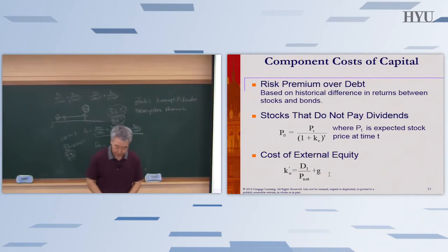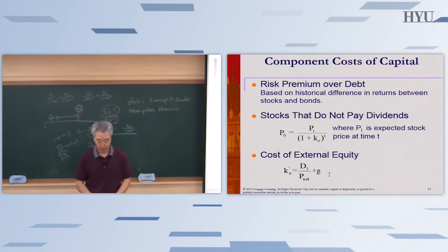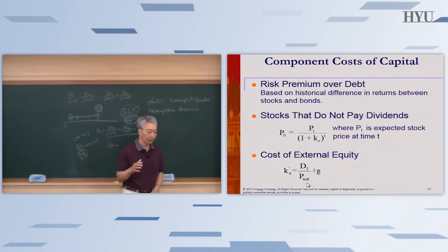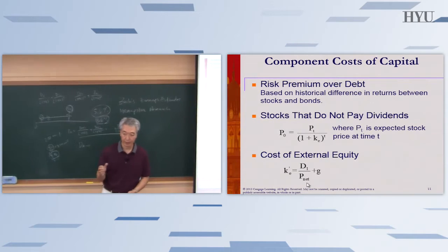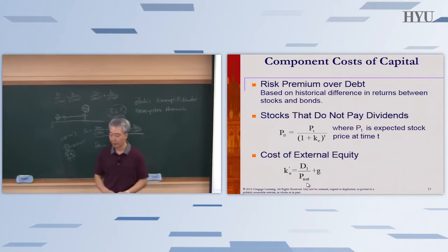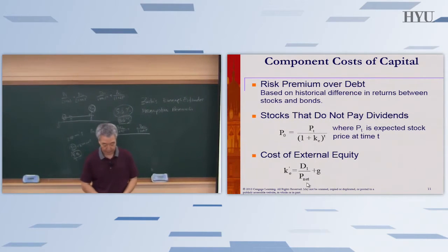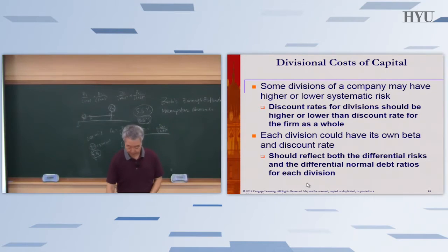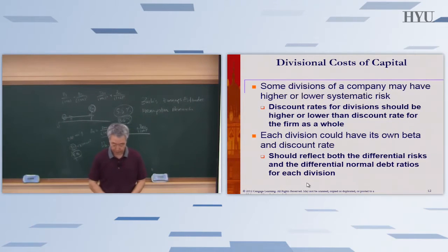The cost of external equity should be exactly the same as internal equity, but instead of price, you have to use net price, considering the issuance cost. So net price will be slightly lower than the actual price. That's the only difference between internal and external equity. All right, let's just cover one more slide today.